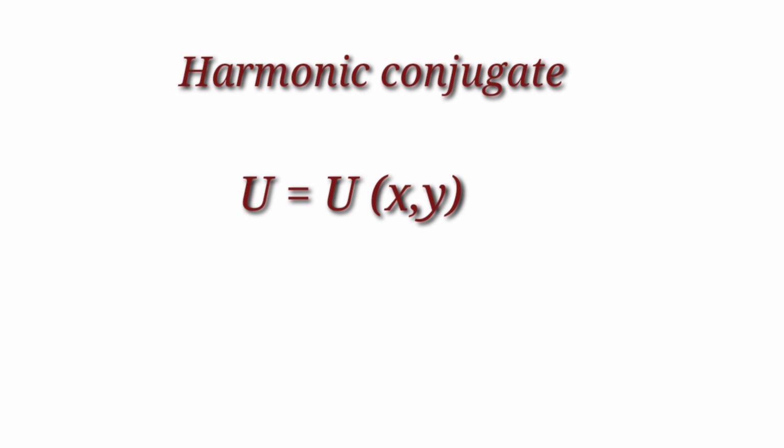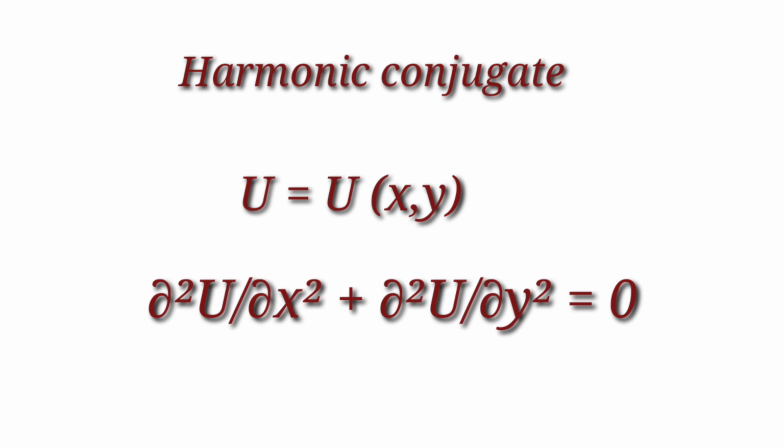Assume u is a function of x and y, that is u equal to u of x, y. u is said to be harmonic if it satisfies the equation ∂²u/∂x² plus ∂²u/∂y² equal to 0, and the two partial derivatives ∂²u/∂x² and ∂²u/∂y² occurring in the equation are continuous.